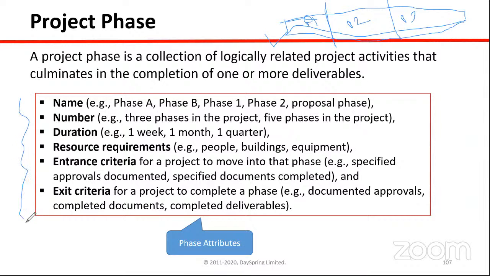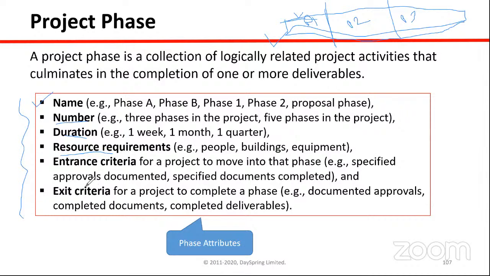These are the phase attributes. That means every phase has some name. For example, design is the name of a phase. Then sometimes we use a number for the phase. This is phase number 1, this is phase number 2, this is phase number 3. And every phase actually has some duration, a 1 month phase or 6 month phase, 4 month phase. So every phase is associated with some duration. And to do the phases, you need resources.